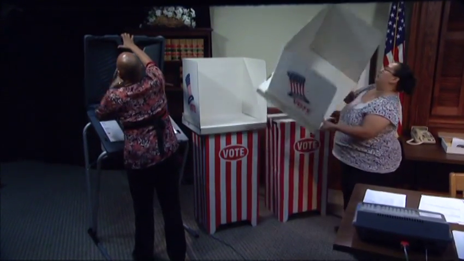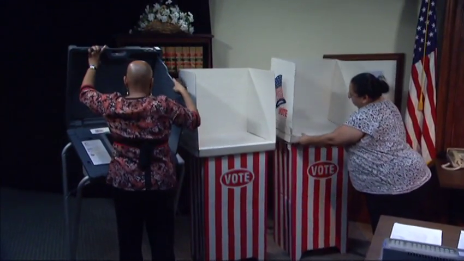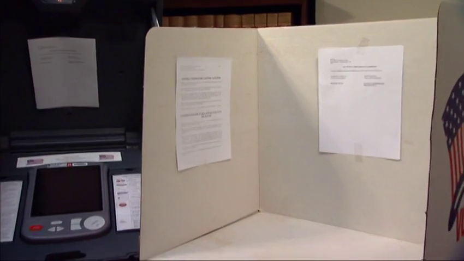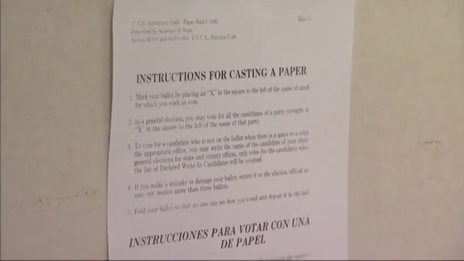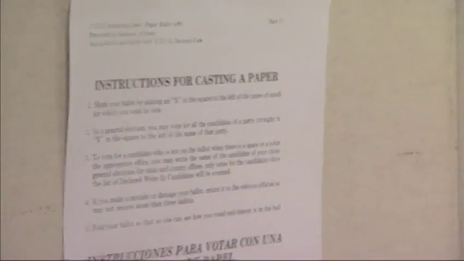Then we set out the voting booths. In each booth, we have to put a copy of the voting instructions and the list of declared write-ins, if we have any write-ins. Remember, the instructions must all be in English and Spanish and any other languages that may be required for that particular entity.